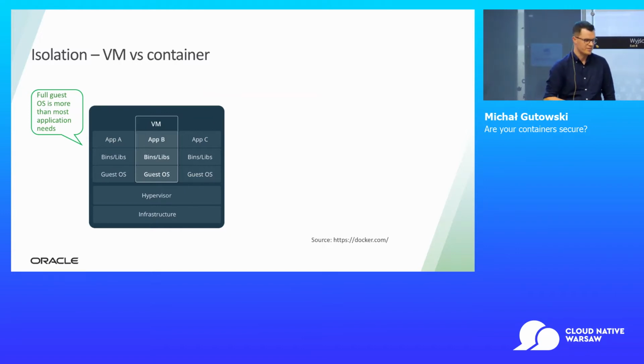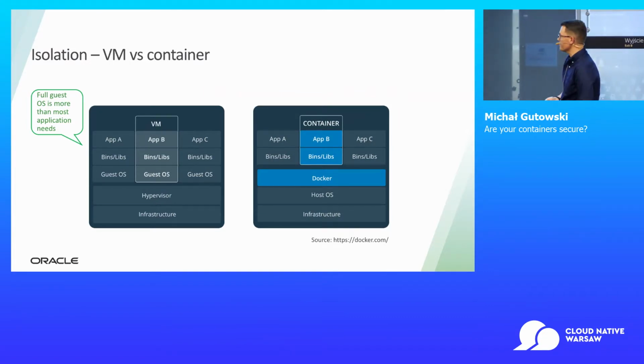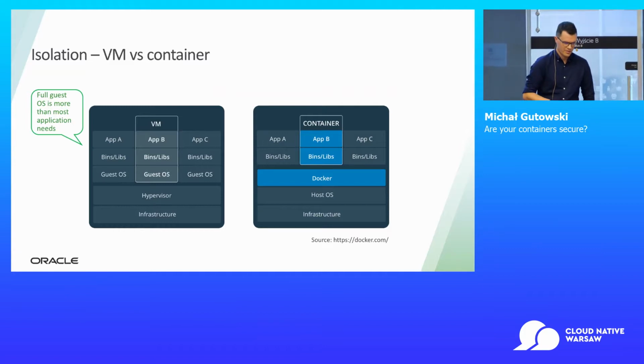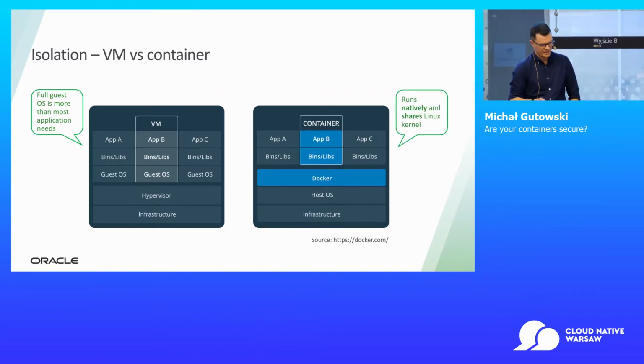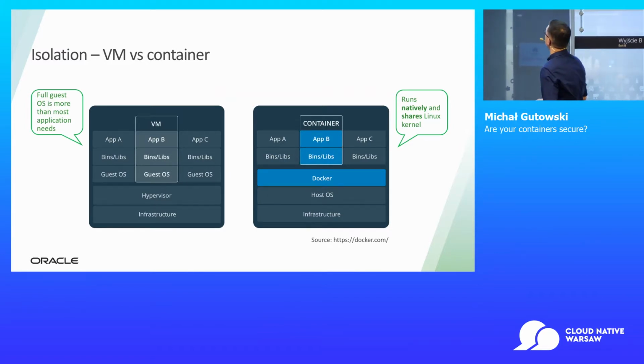for every application. So containers were a great solution to that problem, right? We have a Docker daemon, and then we run a couple of containers, and the containers are running natively, and they are sharing the underlying kernel.